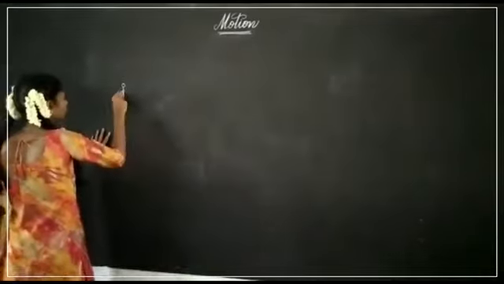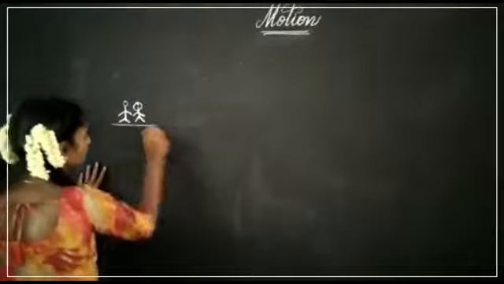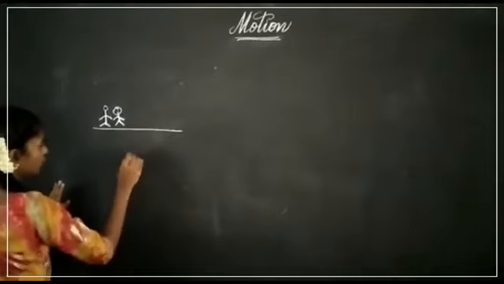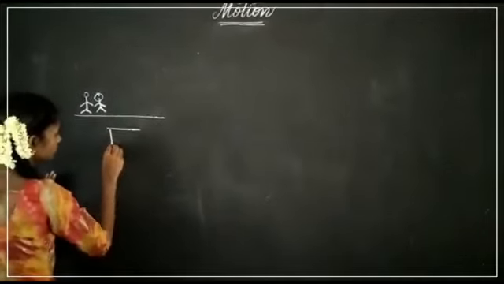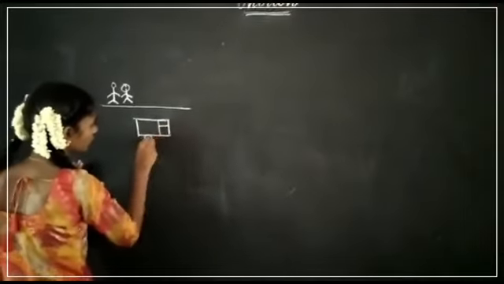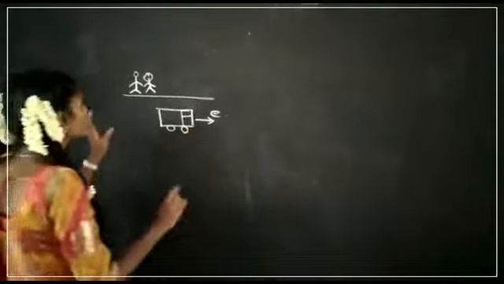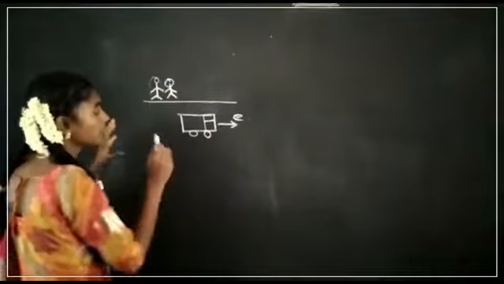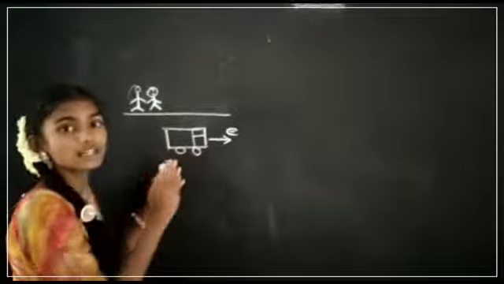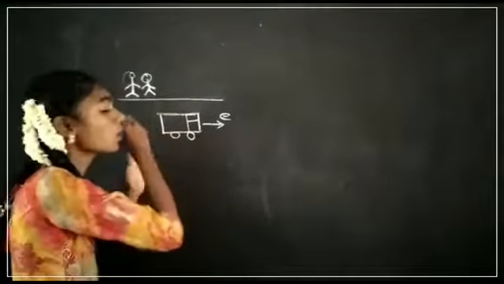I will give an example here. Two persons are standing at a bus stop and a bus is moving in front of them. It is going in the east direction. So these two people are talking to each other that the bus is in motion and the passengers and the driver are moving along with the bus.